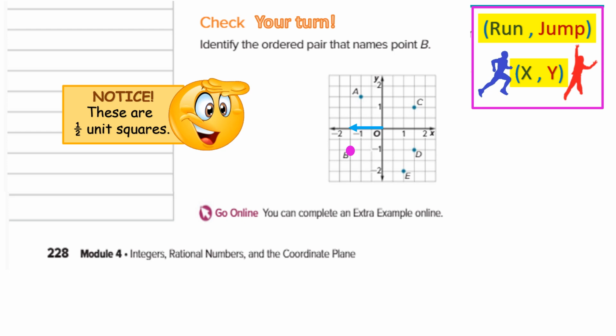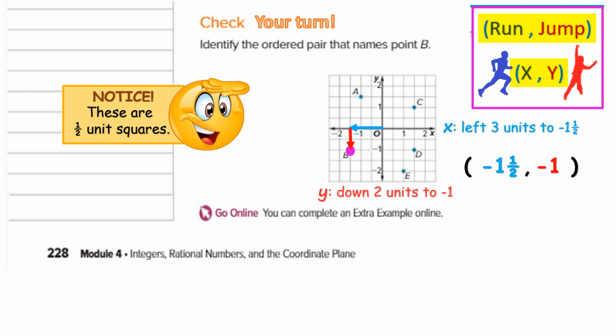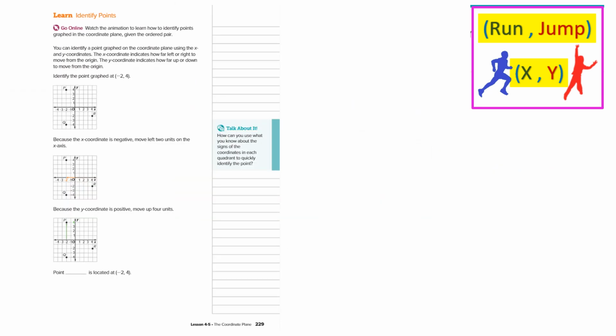-1.5. Then I'm going to jump straight down, and that's also going to be a negative, because notice that this is in quadrant 3. So if I'm going down 1, 2, that's -1. So my ordered pair is (-1.5, -1), comma inside of parentheses. Or if you want to do the fraction -3/2 and -1 inside of parentheses, that's fine as well.